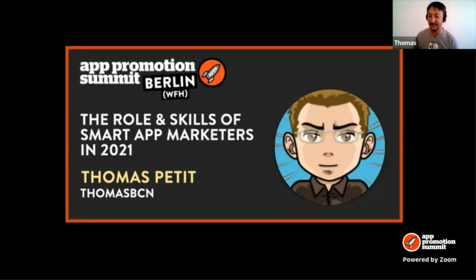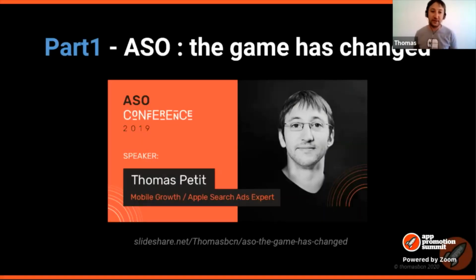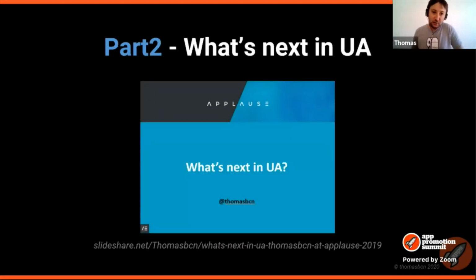They're great. I was thinking about my session and I thought, what skills do we need as app marketers? This is actually the continuation of a presentation I gave before, one specifically on skills around ASO that I gave at the ASO conference last week, which is online. And pretty much the continuation of a talk I gave at Applause last year, called What's Next in UA. That was also about the role.